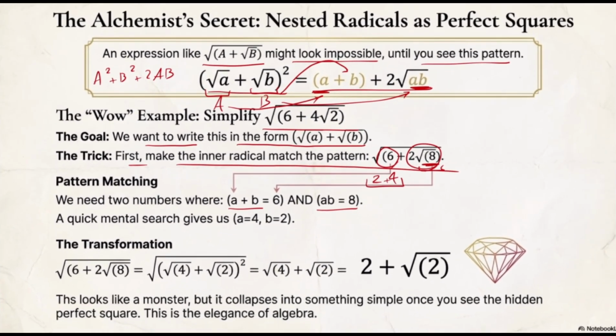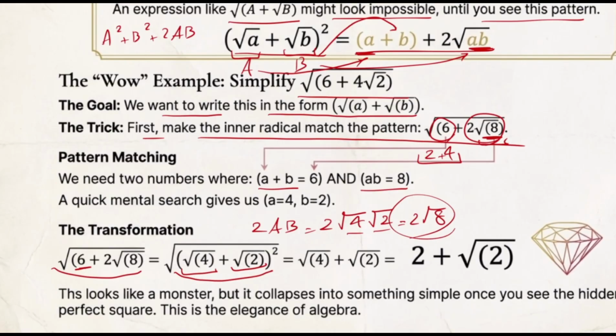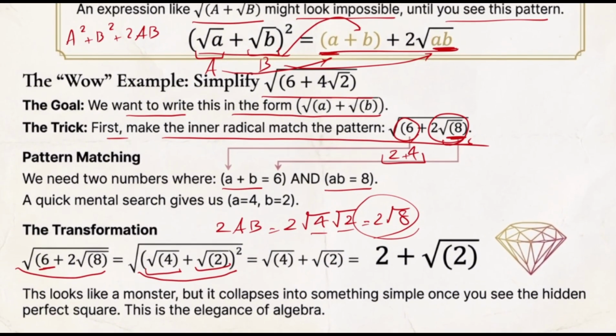I can say this is actually the combination of a perfect square, which was root 4 and root 2. Why? Because if you have this to the power of 2, it would be 4, and this to the power of 2, it would be 2. 2 plus 4 is just 6. And if you have 2 times AB, you have 2 times root 4 times root 2. You can combine these and you have 2 root 8, which is the exact same expression that we had before.